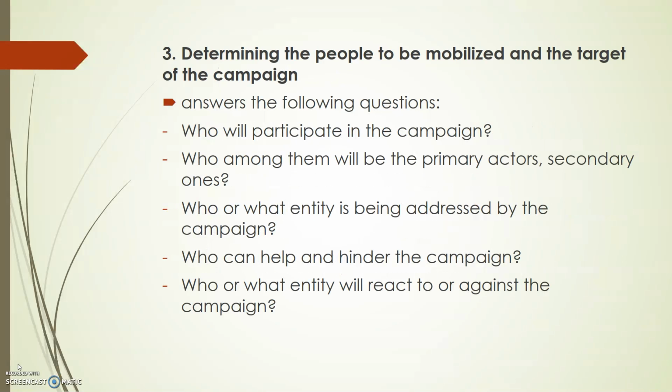In the third step, which is determining the people to be mobilized and the target of the campaign, the following questions should be answered. Who will participate in the campaign? Who among them will be the primary actors or secondary actors? Who or what entity is being addressed by the campaign? What can help and hinder the campaign? And who or what entity will react to or against the said campaign?